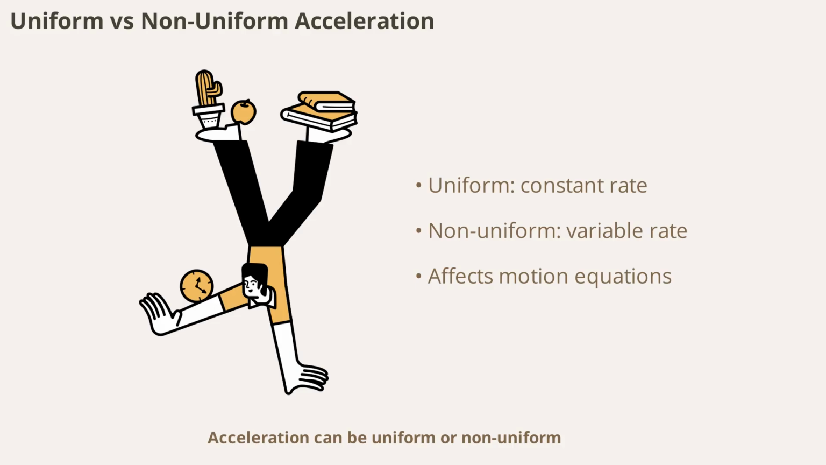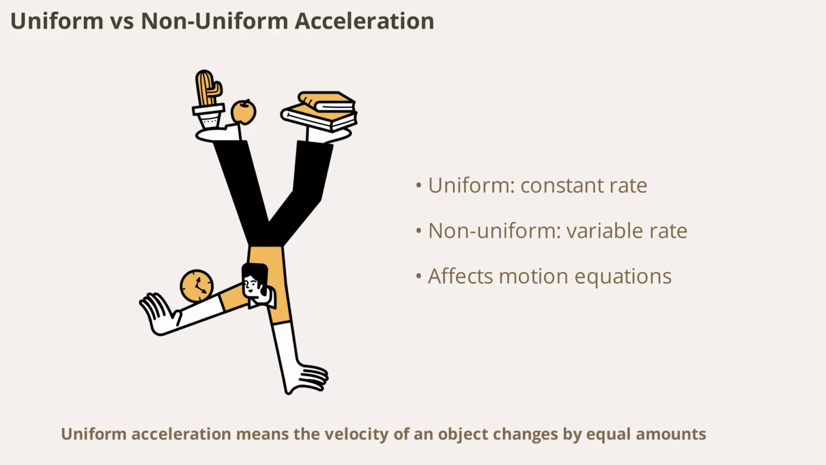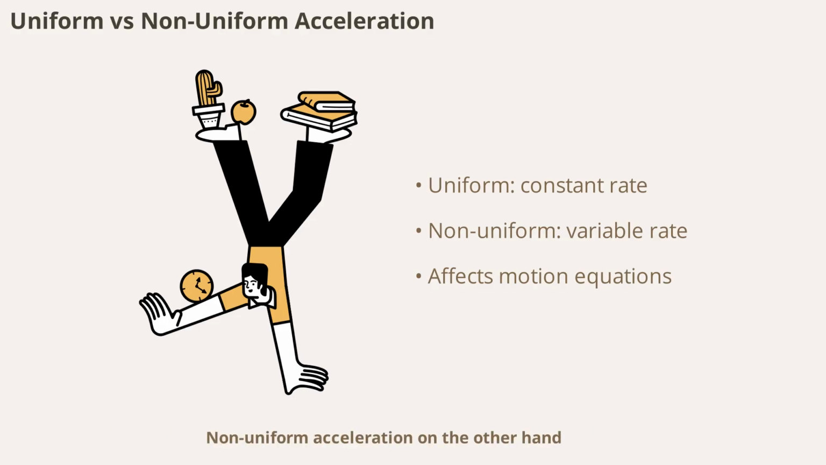Acceleration can be uniform or non-uniform. Uniform acceleration means the velocity of an object changes by equal amounts in equal intervals of time. Think of a car steadily increasing its speed. Non-uniform acceleration, on the other hand, means the rate of change of velocity varies over time, like a car stuck in stop-and-go traffic. Recognizing the difference helps us choose the right equations and methods to analyze motion.